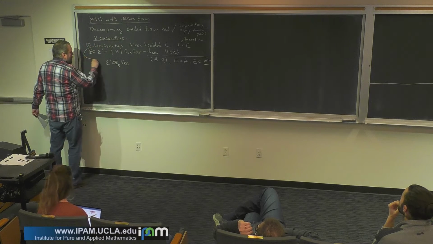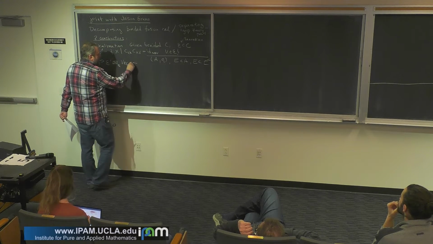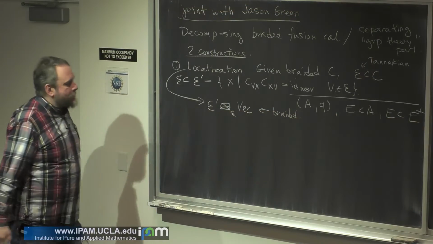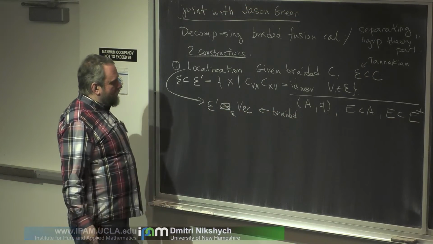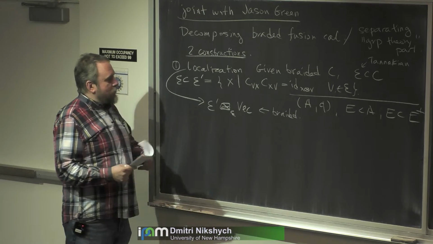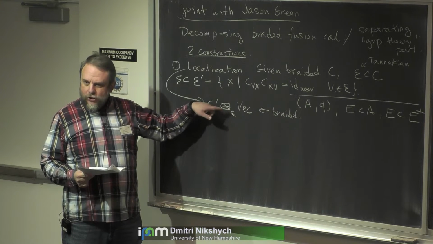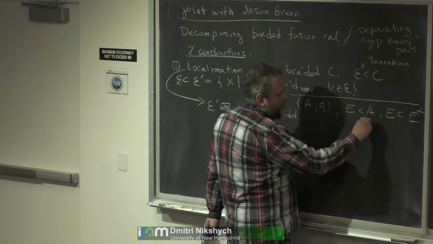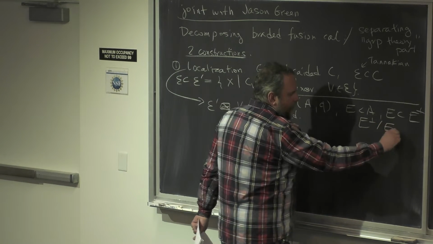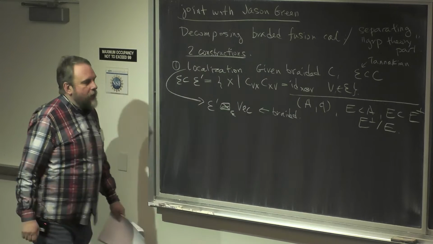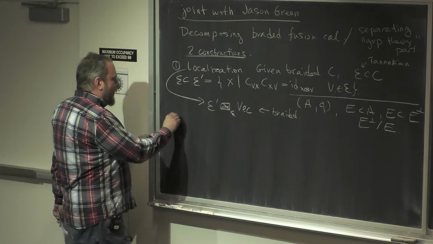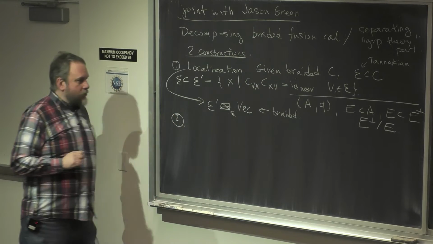So that's what is called localization. It's again a braided tensor category where we somehow chop away the Tannakian part from it, the chosen Tannakian part. On the level of metric groups, it's just taking the quotient of the orthogonal complement of E by E. Now, there is a construction in the opposite direction.